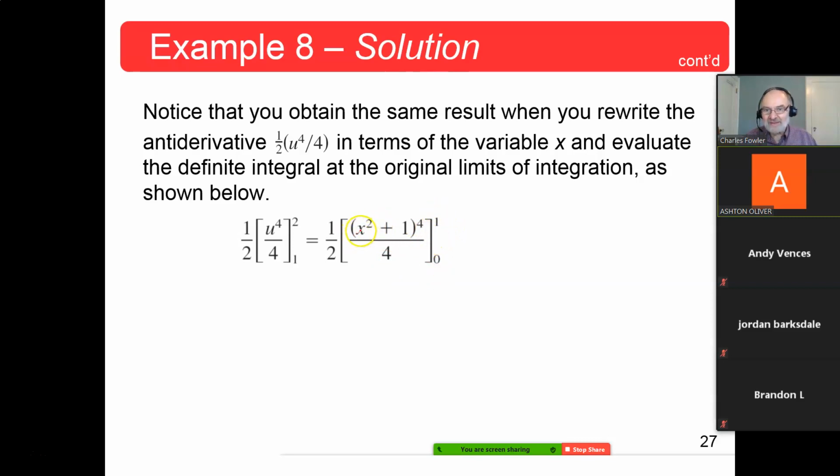Well, what do you get? You get 1 to the fourth. I'm sorry, the upper limit is 1 plus 1, so it's 2 to the fourth, minus 1 to the fourth. You get the very same answer. It's just that you have to convert the u back to the x, and then the x from here.